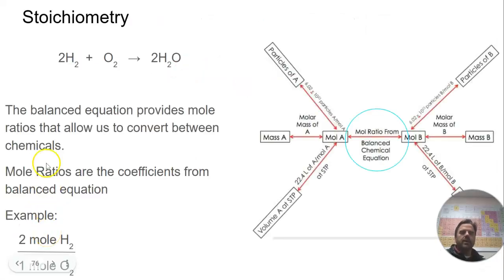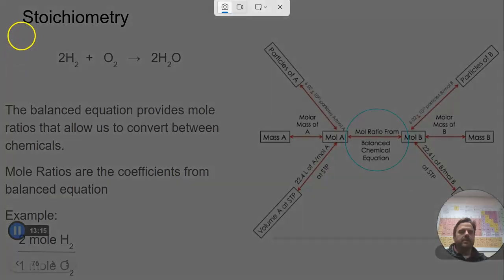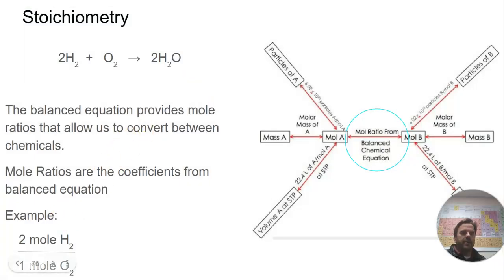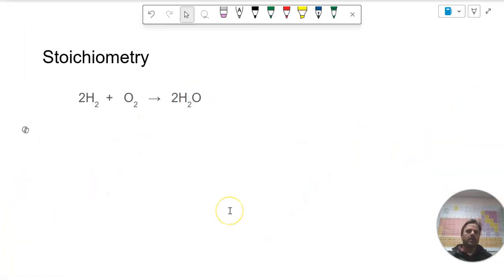Okay, now the next thing is, after we've balanced that, we're going to notice the ratios in that balanced chemical equation. You can see here that the mole ratios are the coefficients from the balanced equation. So let me just tell you what that means. This is a critical step. So here's the key: when you have a balanced chemical equation, you can make ratios.